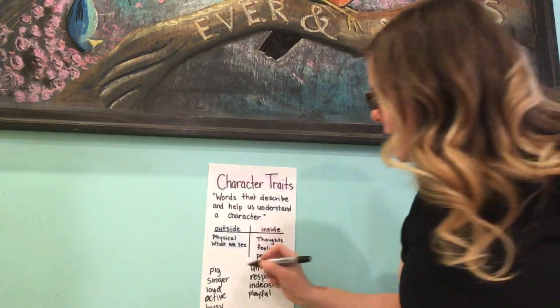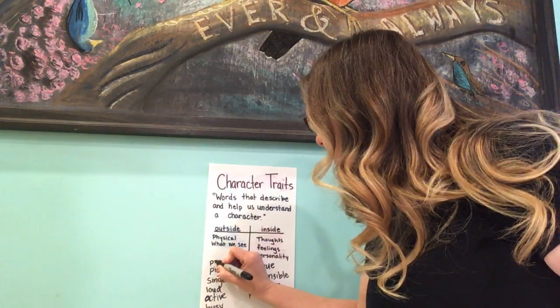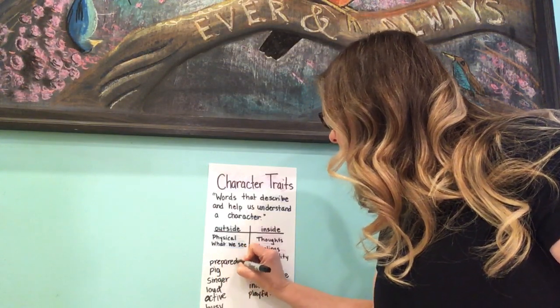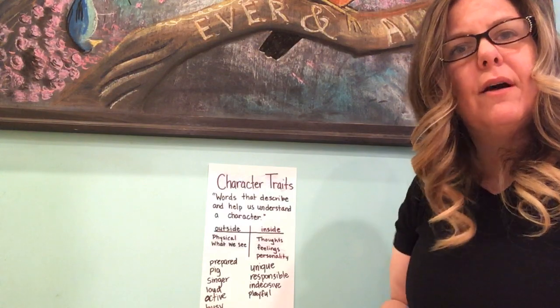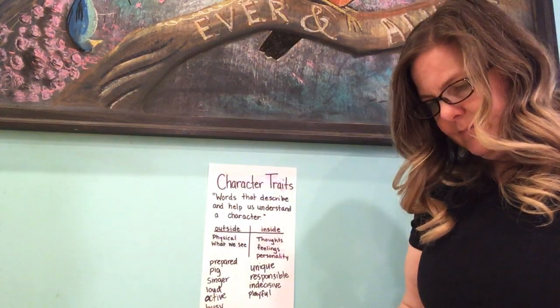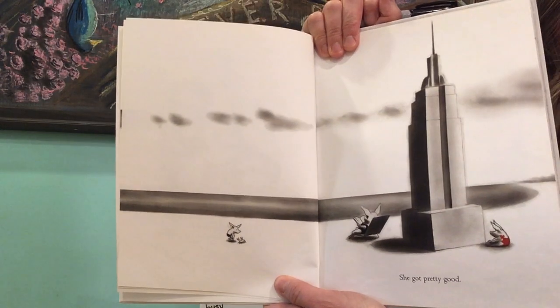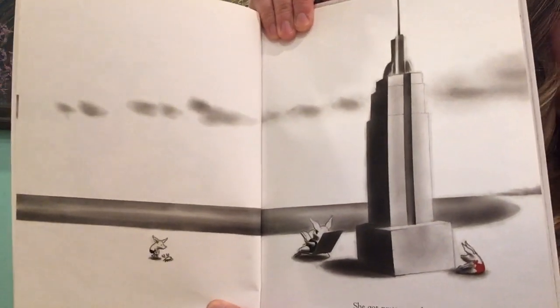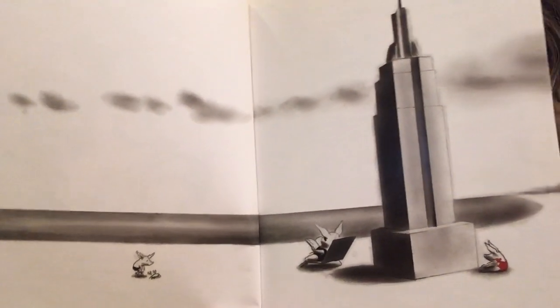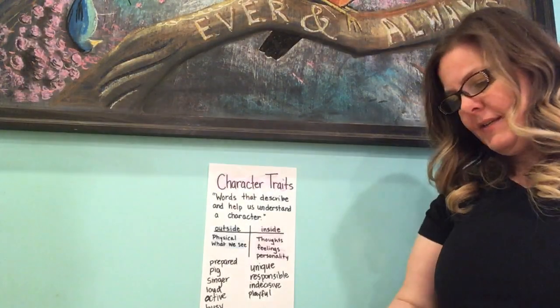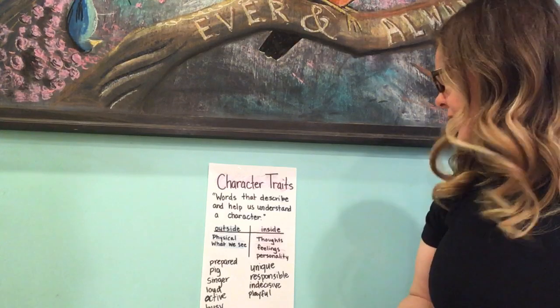And we can also say that she is prepared. We can notice that she's very prepared with her bathing suit and all of her other stuff. She got pretty good. Her mom taught her to make sandcastles, but I bet she didn't think that she was going to teach her how to do that. So we can also notice that she's very creative.